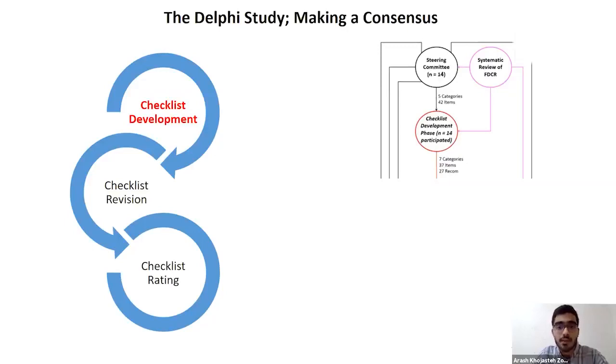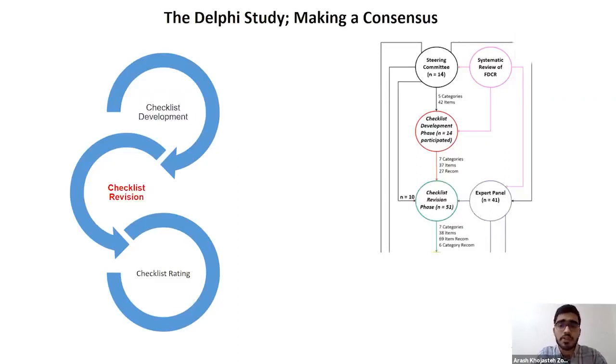So in the checklist development phase, the steering committee, which I introduced you in the previous slide, got together and made the initial checklist. And after the first round, they developed a basic set of categories, items, and their associated recommendations to report in actually FDCR studies.